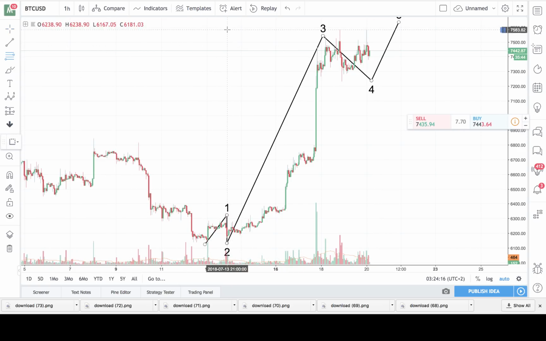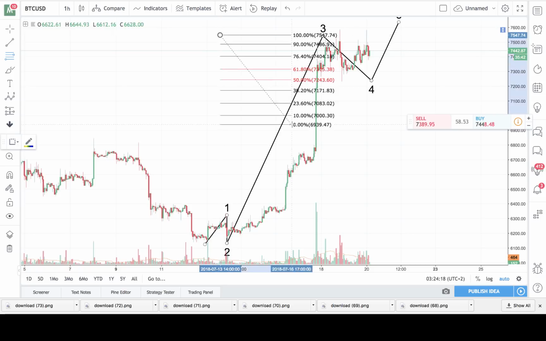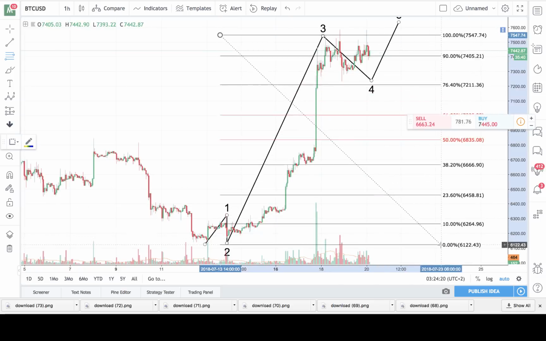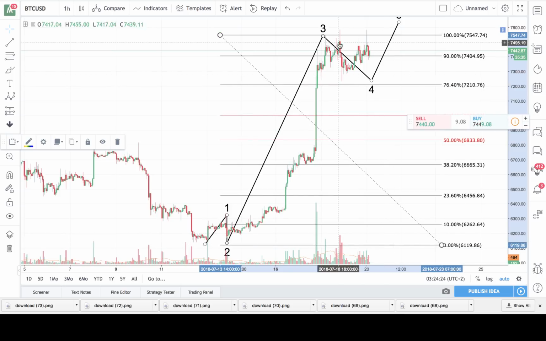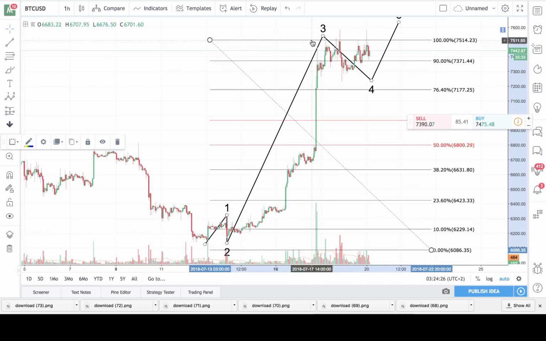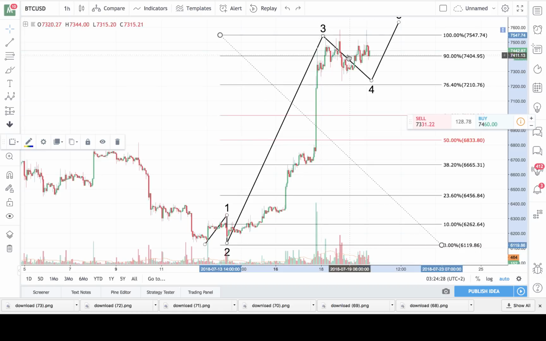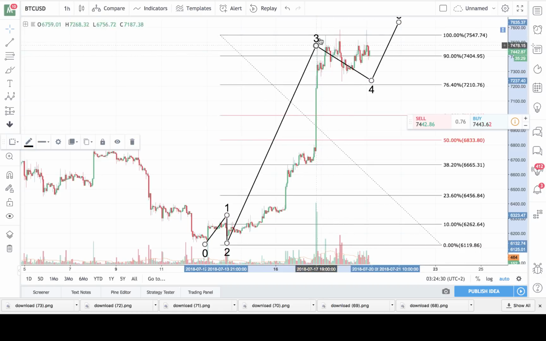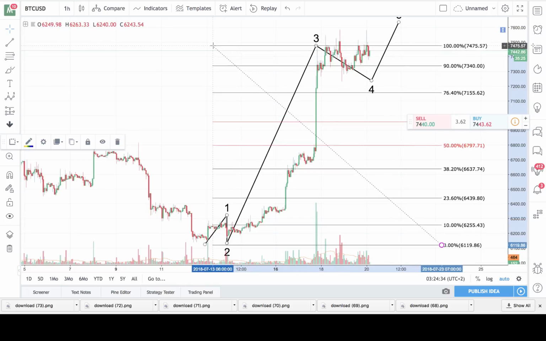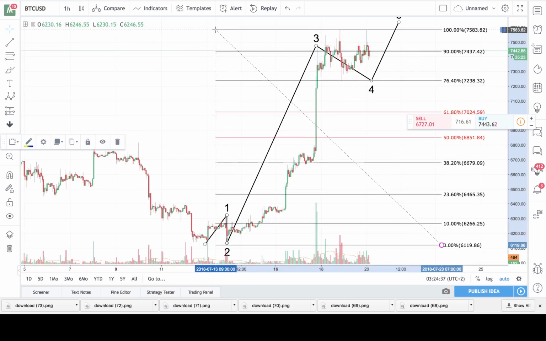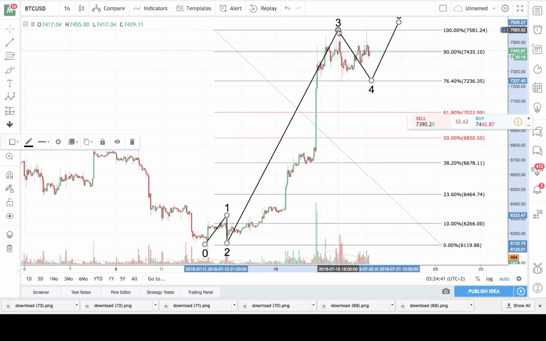So if we make this our 1 and our 2, and we go ahead and measure this 3rd to see what the 4th wave was like as far as retracement levels go, we can see that the 4th wave retraced just about 23% right there. So that's the top of the 3rd wave. Then the 4th wave retraced 23% on the dot.